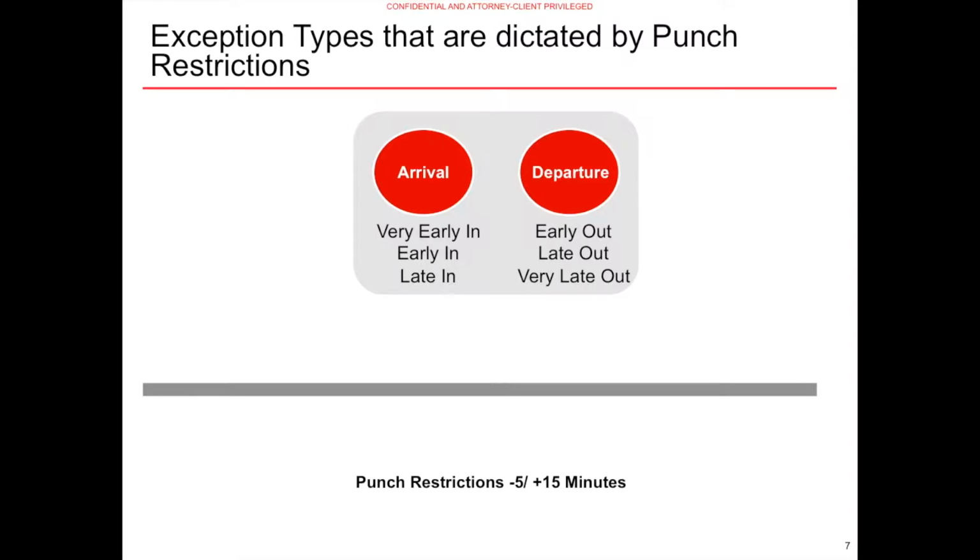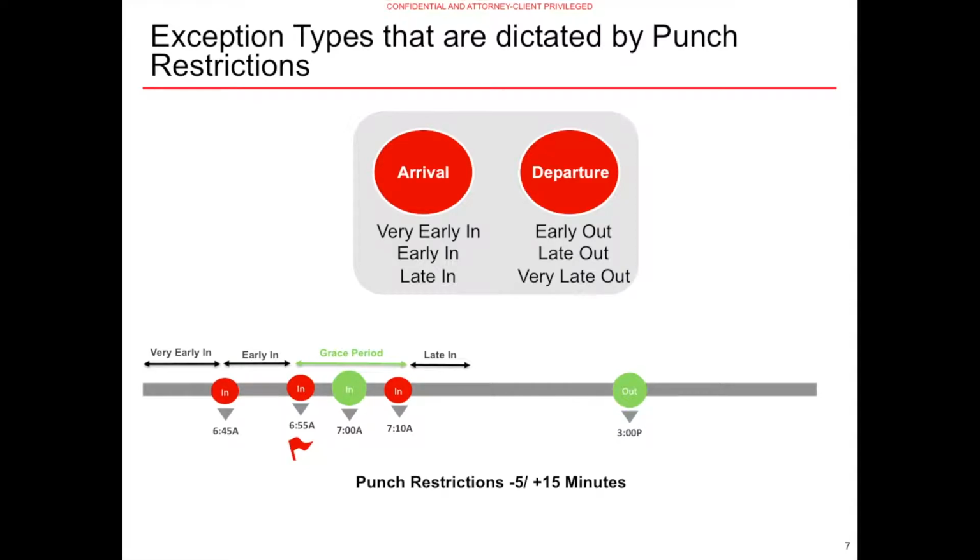In this example, an employee is scheduled to work from 7 a.m. to 3 p.m. If an employee's scheduled clock-in time is 7 a.m., the employee is able to punch in with no exceptions 5 minutes before to 10 minutes late. Punching in 10 minutes late will result in a late-in exception. A manager override is required for an employee to punch in more than 5 minutes early, which will result in an early-in or very early-in exception.